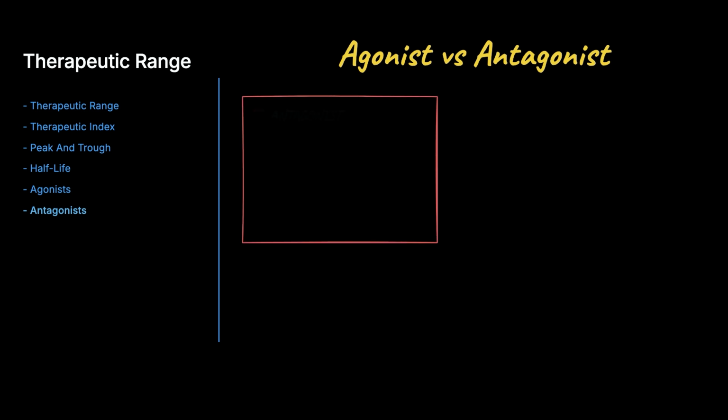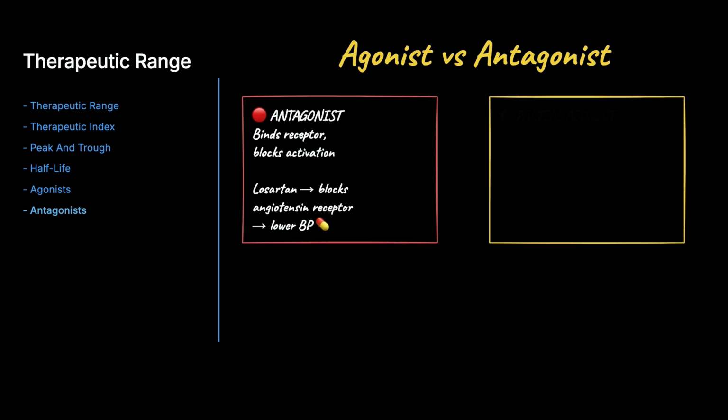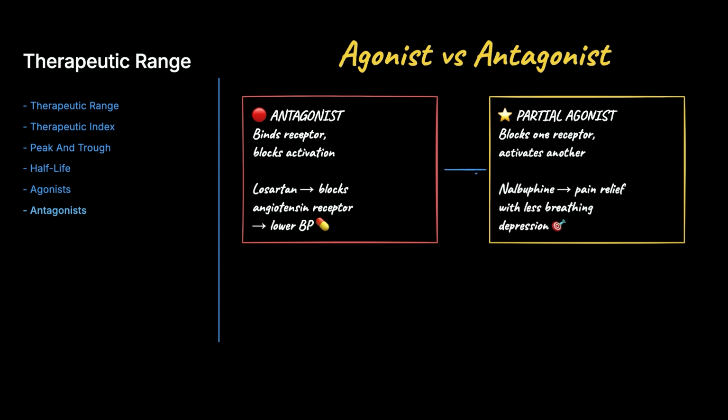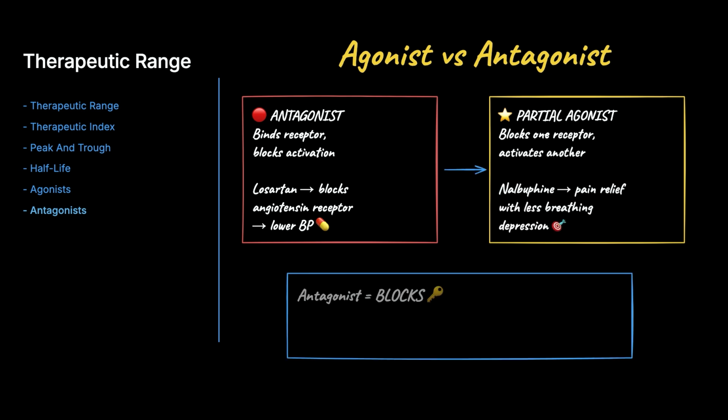The opposite of an agonist is an antagonist, which binds to a receptor but blocks it, preventing activation. Losartan blocks angiotensin receptors to relax blood vessels and lower blood pressure. There is also a clever in-between called a partial agonist. Nalbuphine blocks one type of opioid receptor while activating another, giving pain relief with less breathing depression.